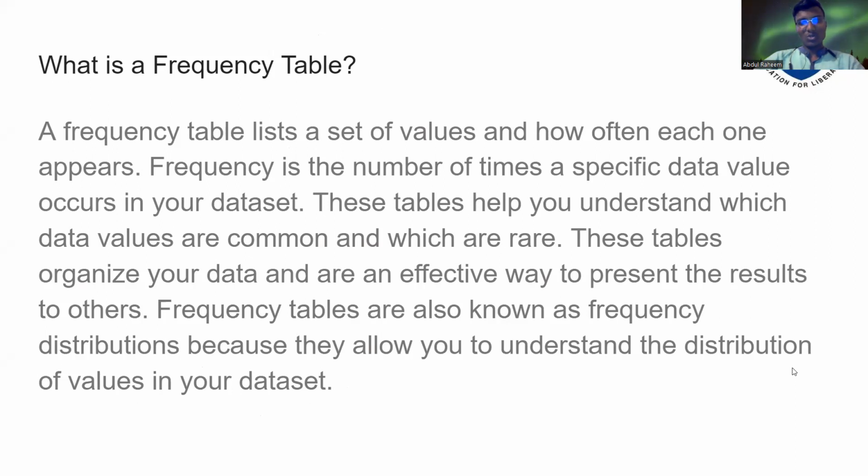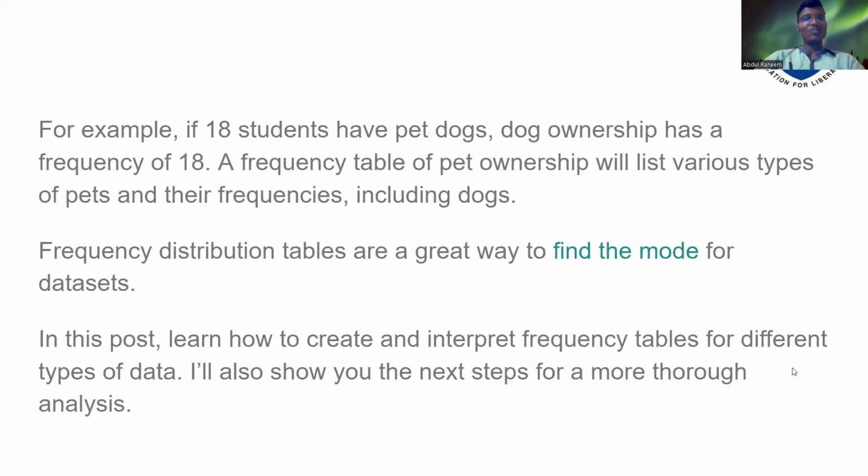Frequency tables are also known as frequency distributions because they allow you to understand the distribution of values in your dataset. For example, if 18 students have pet dogs, dog ownership has a frequency of 18. A frequency table of pet ownership will list various types of pets and their frequencies, including dogs. Frequency distribution tables are a great way to find the mode of the dataset.